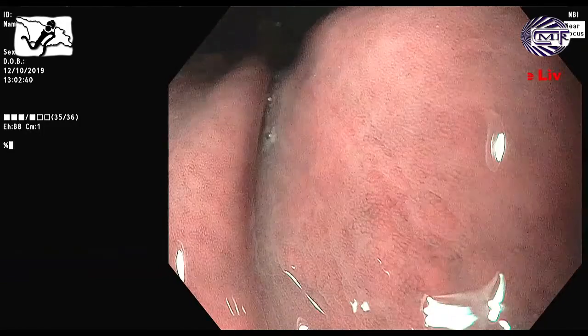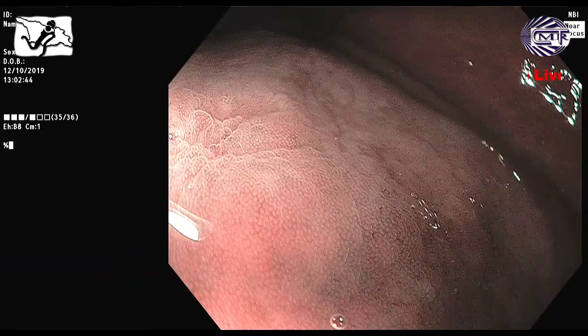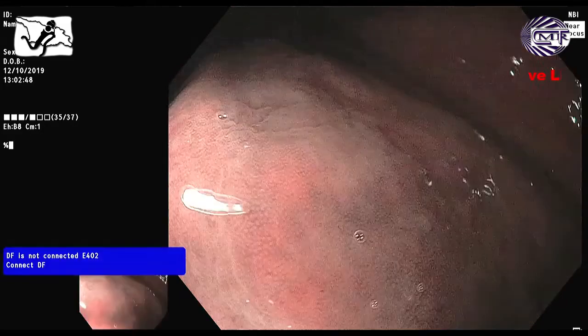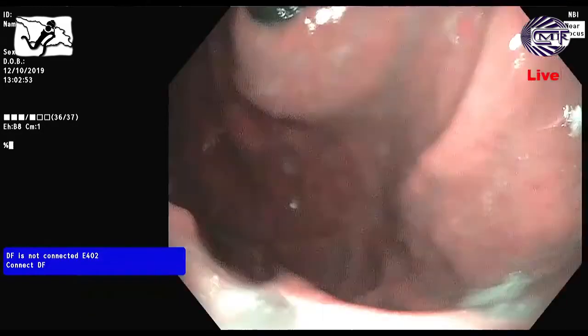Look at this. Near focus gives me a different image, right? Yeah. Something like hole, right? This is hole. Okay, let's go to the fundus. Yeah.